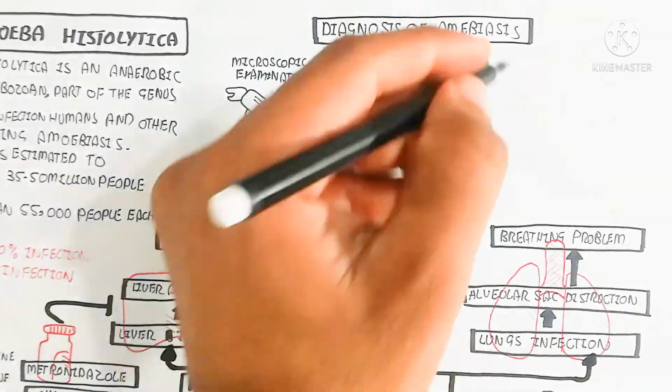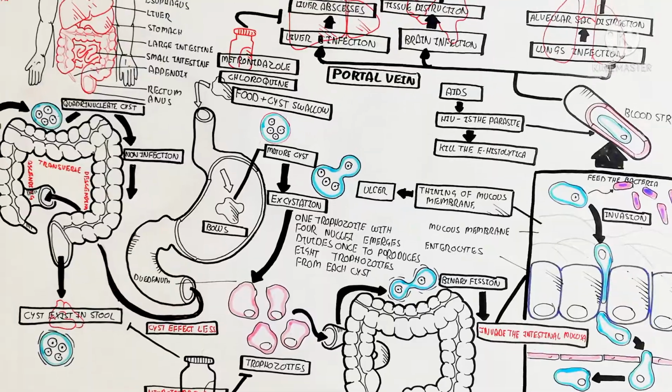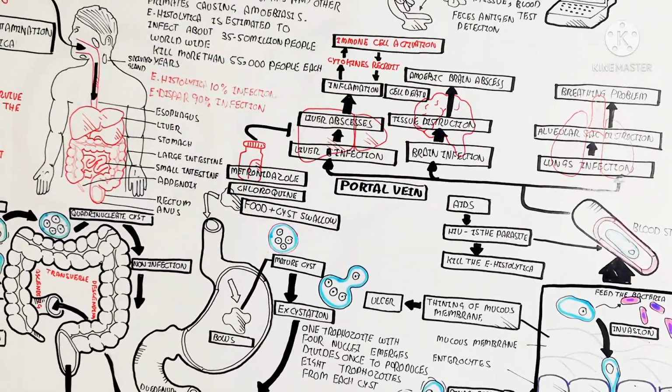For treatment and prevention, we can cook the food as well as boil the water to prevent contamination by Entamoeba histolytica.